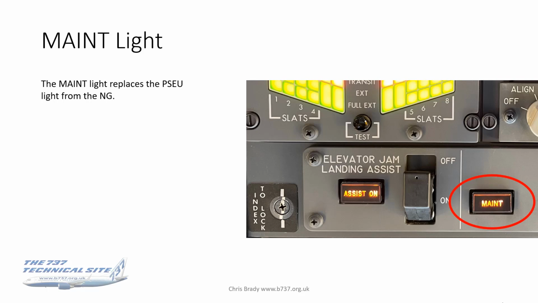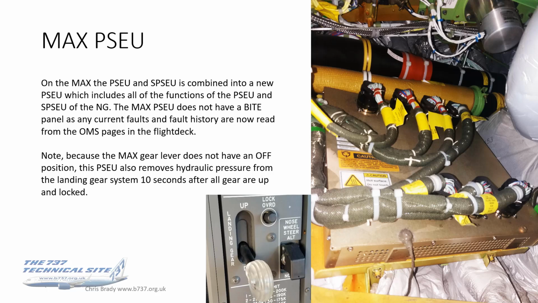So this is the new look PSEU light, and this is the new look PSEU. That's the unit right there. So it's the PSEU and the SPSEU combined all into one new PSEU. It includes all of the functions of the previous two on the NG. There's no BITE panel on the front of this PSEU, because it's all done through the onboard maintenance pages in the flight deck. And again, just a reminder that the gear lever doesn't have an off position, because the PSEU will automatically remove hydraulic pressure from the gear 10 seconds after all the gear is up and locked.